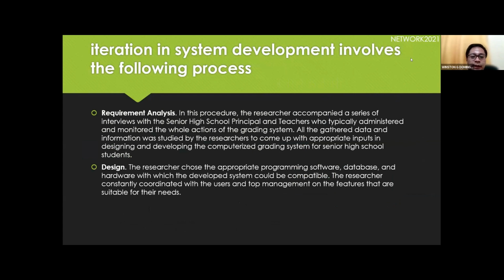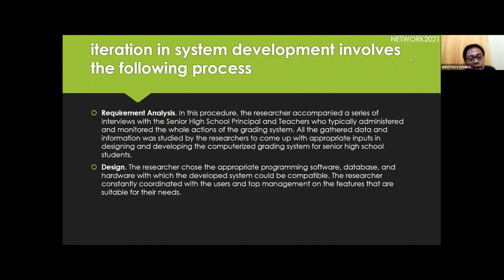We have the requirements analysis in the agile methodology. In this procedure, the researcher conducted a series of interviews with the senior high school principals and teachers who typically administered and monitored the whole grading system. All the gathered data and information were studied by the researcher to come up with appropriate inputs in designing and developing the computerized grading system for senior high school students.